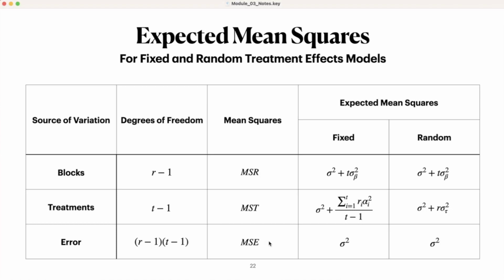And it turns out that regardless of whether the null hypothesis is true, and let's focus first on the fixed effects model, so if the treatment effects are fixed, the expected value of MSE is always going to be sigma squared. Okay, now let's look at the expected mean squares for treatments, again, for that situation where treatments are fixed effects.